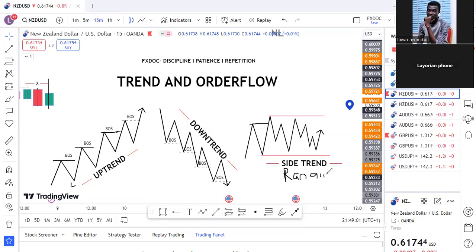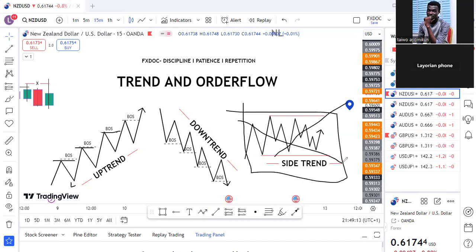Now, for the FX dog trading strategy, we do not need sideways trend at all. We don't use it. So that is why I wouldn't want you to bother yourself much about this side trend. Now let's move on to the next one.